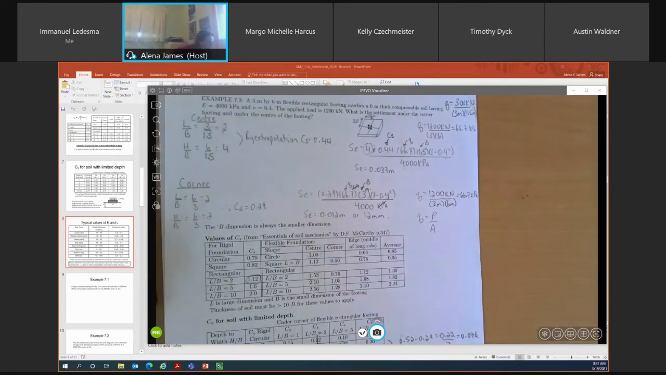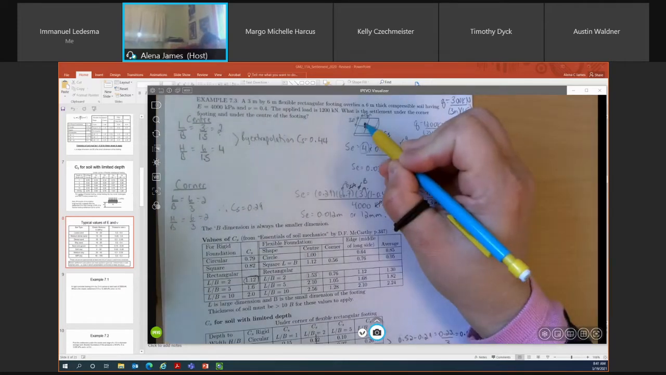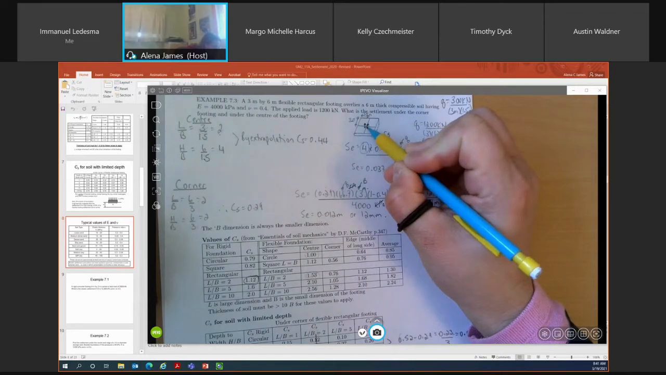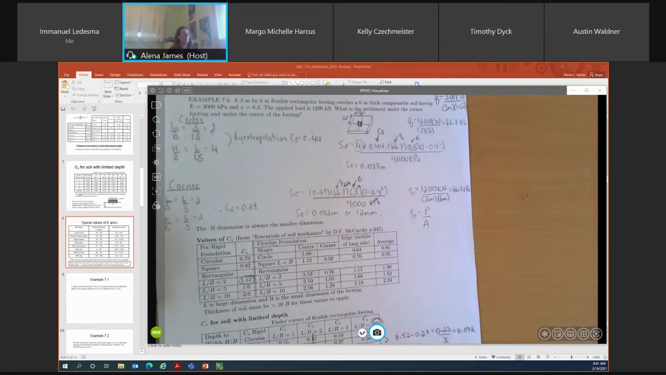Because I want to know what the settlement is at this corner, for this rectangle, this corner here, for this rectangle, this corner here, and this corner here, so I know what the total settlement is at the center of the footing, I've multiplied my settlement value by 4. That's why I've used a 4 in the equation. And so the total settlement at the center of my footing is 37 mils or 0.037 meters.